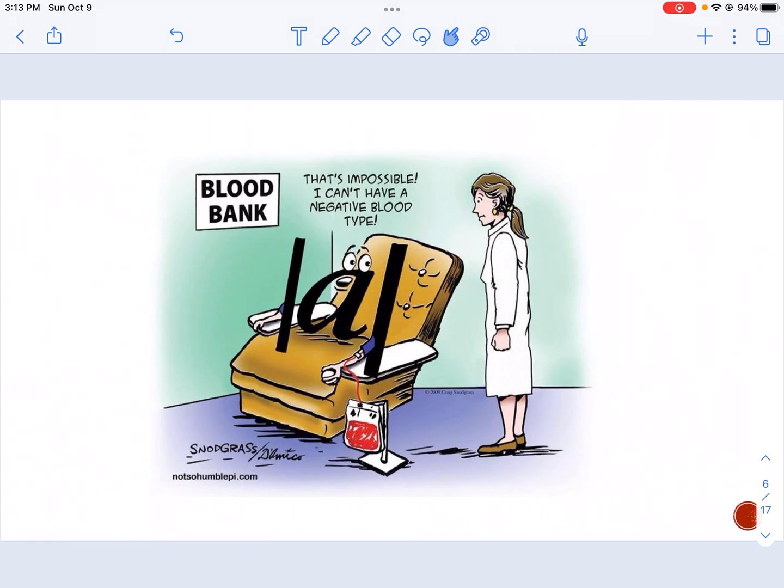So before we begin, a funny joke, I think at least: the absolute value of A is at a blood bank. That's impossible. I can't have a negative blood type.